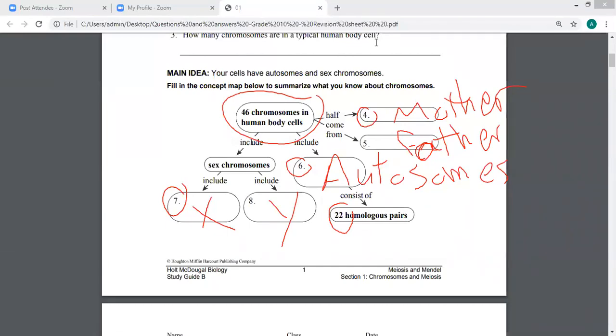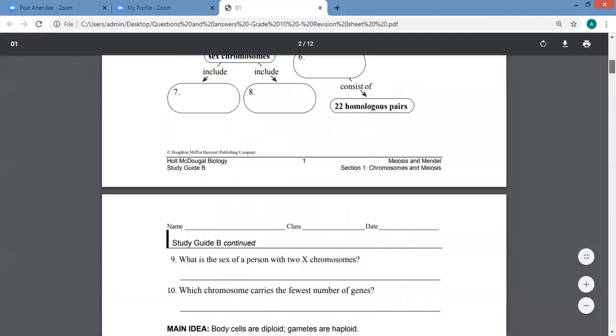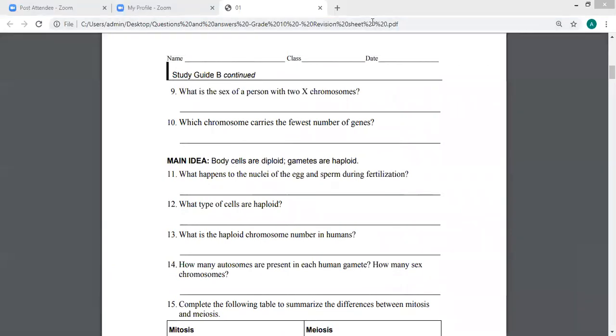Next one. Number 9. What is the sex of a person with 2 X chromosomes? XX. XX is what? Female.